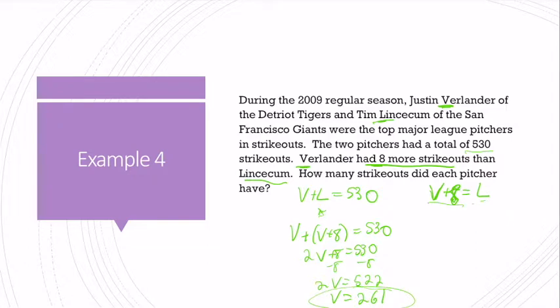Now that I know how many strikeouts Verlander had, I can go ahead and solve for the number of strikeouts that Lincecum had by substituting in 261 to our equation for the number of strikeouts Lincecum had. And I'm probably pronouncing that name wrong. I'm very sorry. So I have 261 plus 8 equals L. So 269 was the number of strikeouts Lincecum had, and 261 was the number Verlander had.